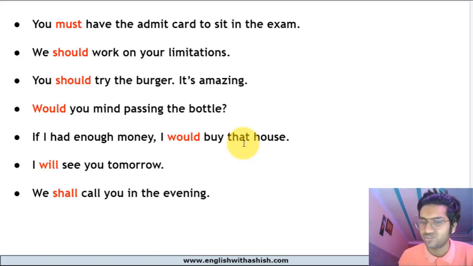So, a hypothetical situation. I have a detailed lesson on the modal verb would. You should watch that, right? It's an amazing lesson, a very detailed lesson. You'll learn all the usages of the word would.